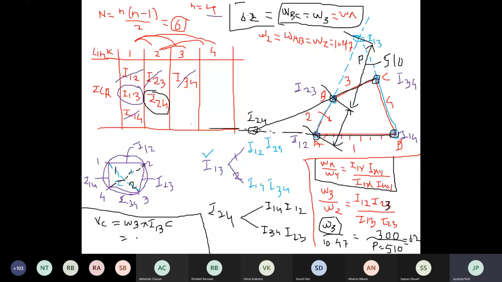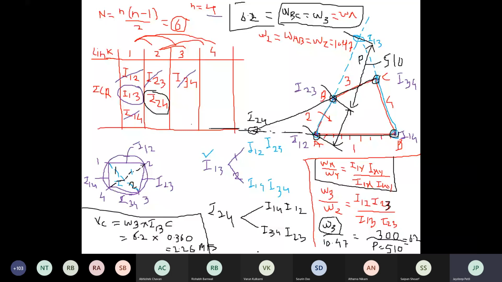Omega 3, suppose 6.2, into how much is the distance of I13 to C? 0.360, na? Yes, sir. 0.360 meter. Now what is the answer? 2.26 or 6 meter per second is the velocity of point C. Got it?